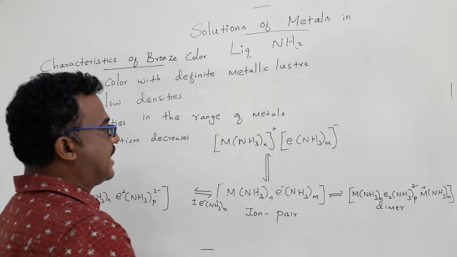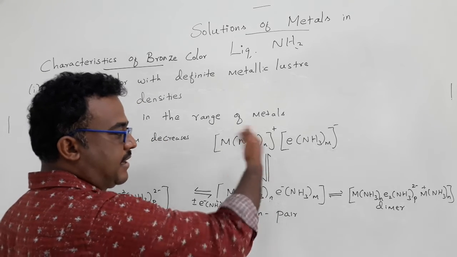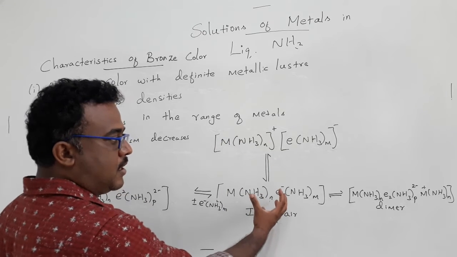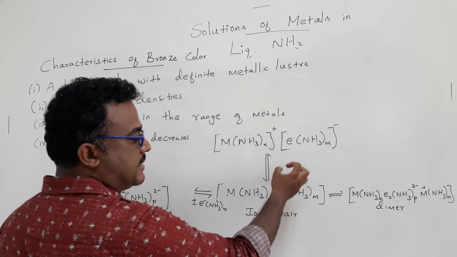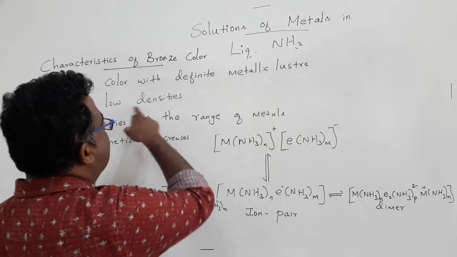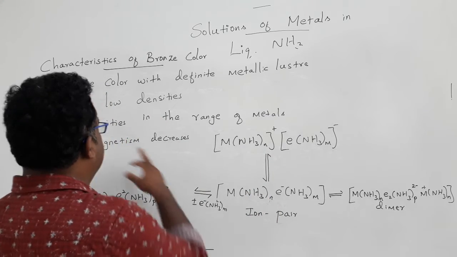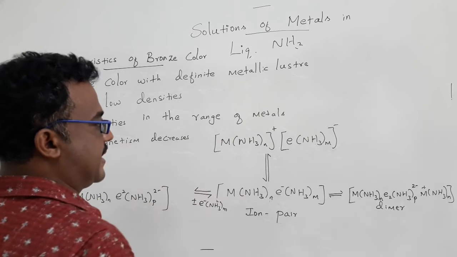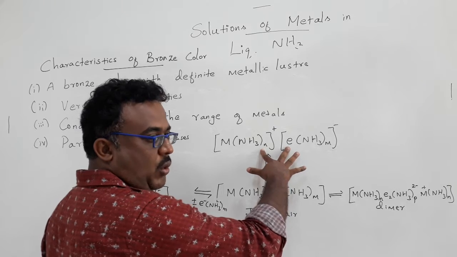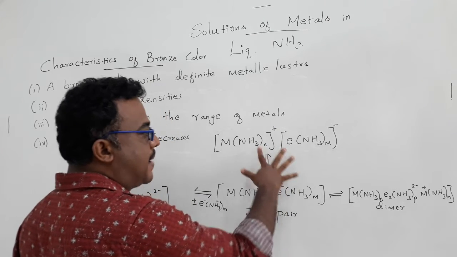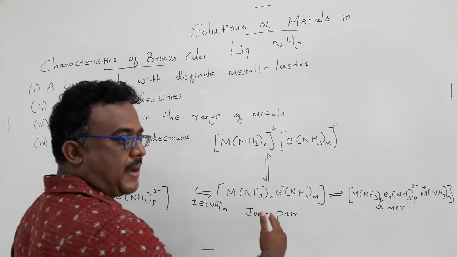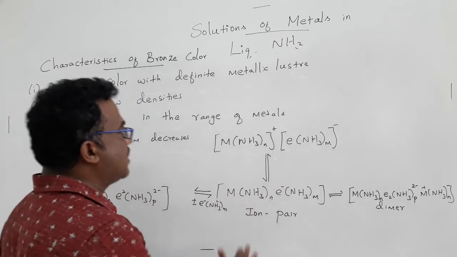So when there is a transformation of this species to another species, the species size is getting bigger. This itself is already bigger in size, and now the size is getting even bigger. That's the reason the density is coming down, and the electrical conductivity is in the range of metals. In the blue color solution there are two different electrolytes which have high electrical conductivity, but when they associate to form ion pairs, the conductivity comes down again.